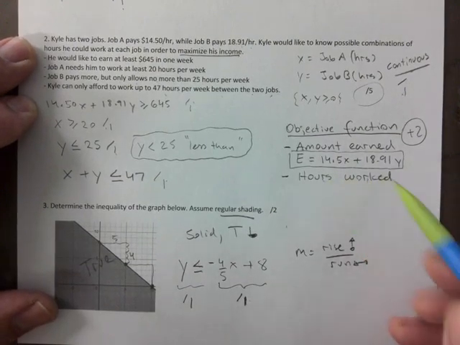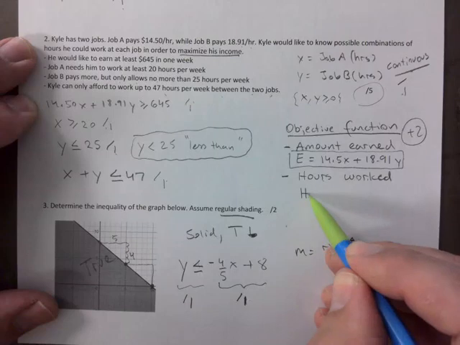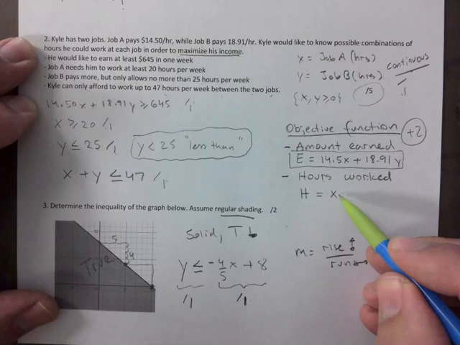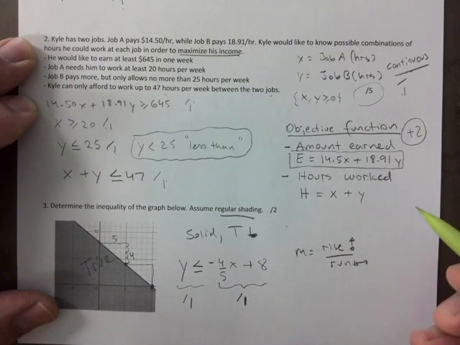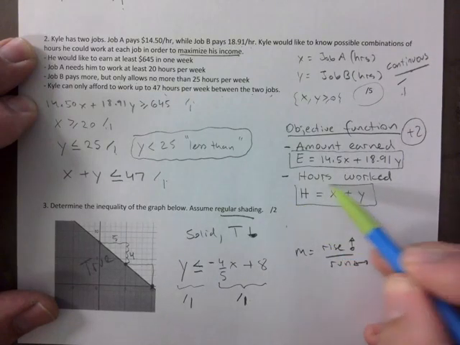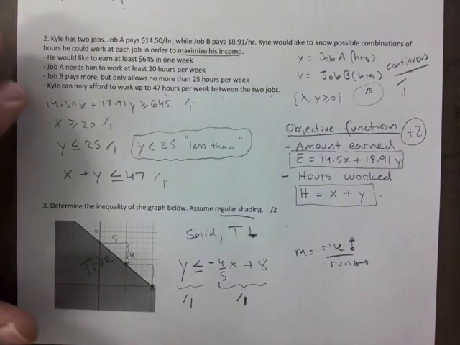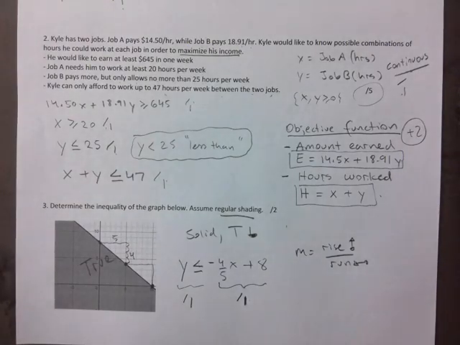Hours worked, I'll call it H. And obviously we just have to add all the hours at job A, all the hours at job B, that's it. So you get one bonus mark for each objective function. If you did an inequality, it doesn't count. It has to be written that way. So you can earn 13 out of 11 if you got those two and everything else right.